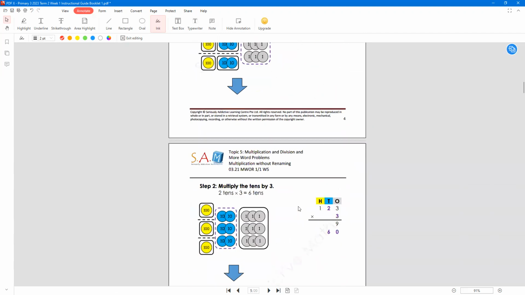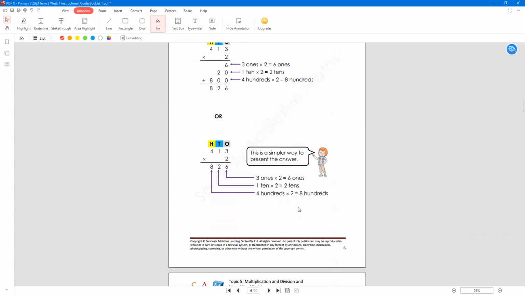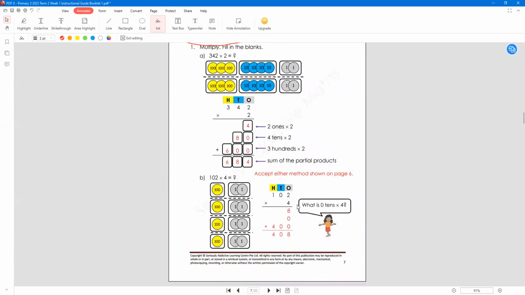What happens when it's 3-digit? Same thing. Please skip all the way to page 7 and start with this one. If it's 3 digits times 2, so 2 times 2 ones equals 4 ones, and then 2 times 4 tens equals 80, 2 times 300 equals 600. So the total, you add up together, is 684.